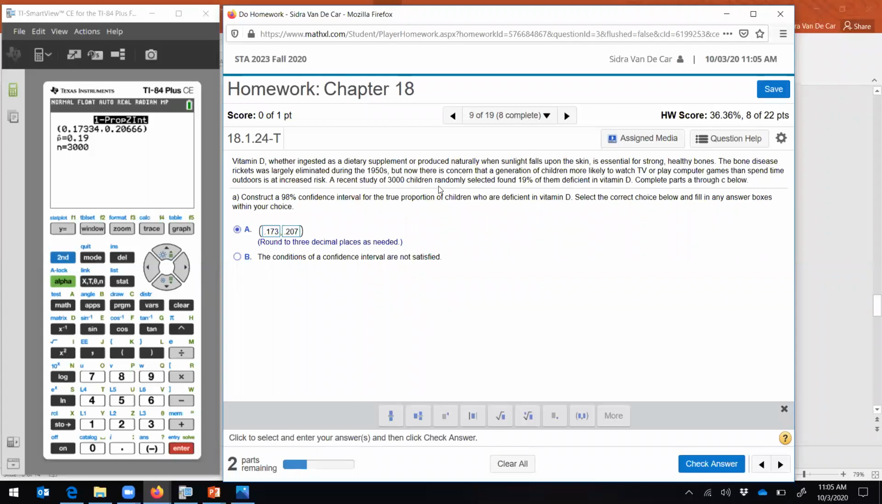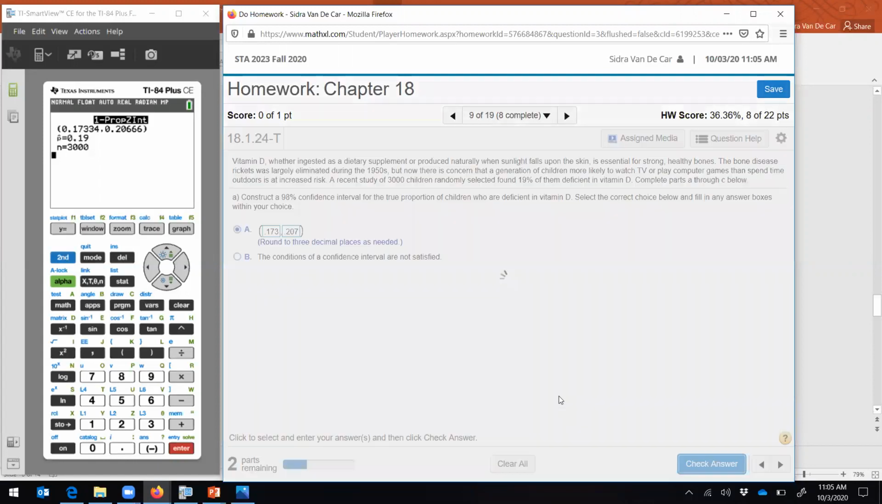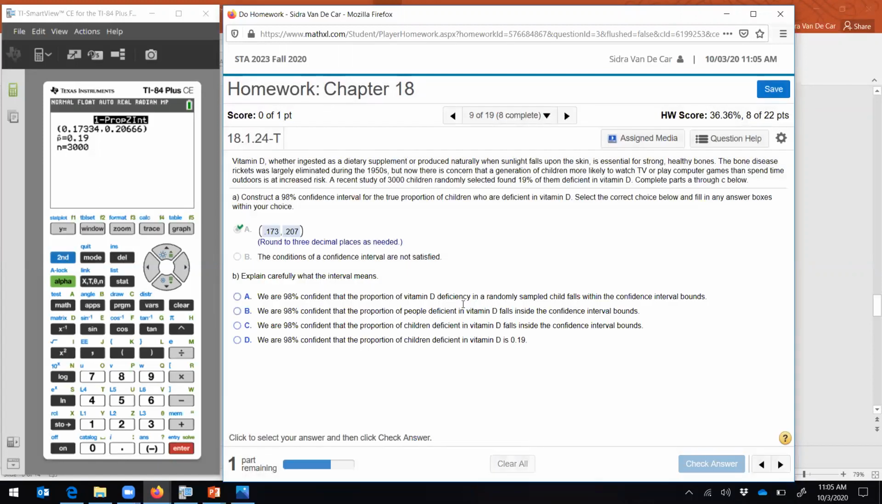A recent study of 3,000 children randomly selected. Okay, so we've got the randomization. 3,000 is certainly less than 10% of all children, so we're good there. And 19% of 3,000 is bigger than 10. And then the remaining, what is that? 81% times 3,000 is also bigger than 10. So all of my conditions are satisfied. That's fine. So we got our confidence interval.